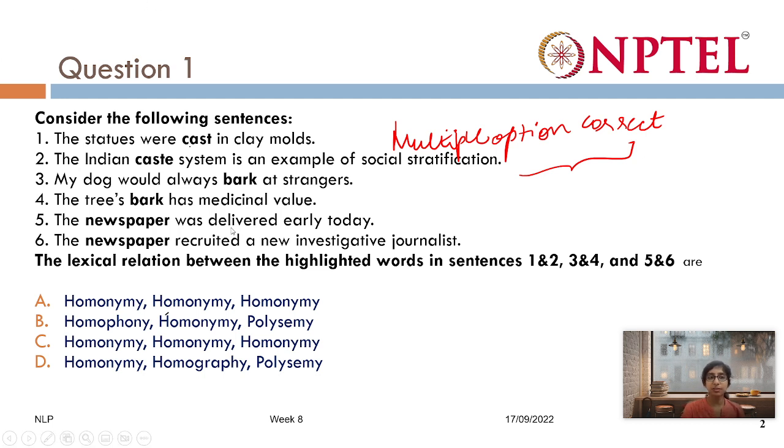So here we have been given 6 different sentences and we are to tell the relation. What is the relation between sentence 1 and 2? Then based on that you have to mark homonymy, homography, polysemy, or homophony out of these, then between 3 and 4, and then between 5 and 6. So this will form one pair, this will form another pair, and this will form another pair. Based on this, you have to answer what is the lexical relation.